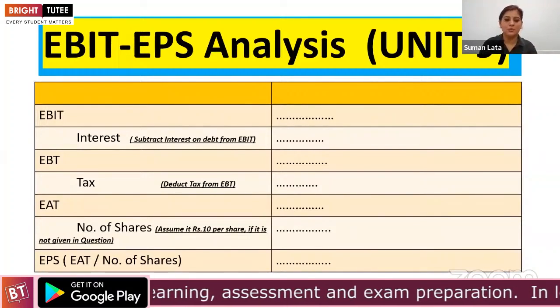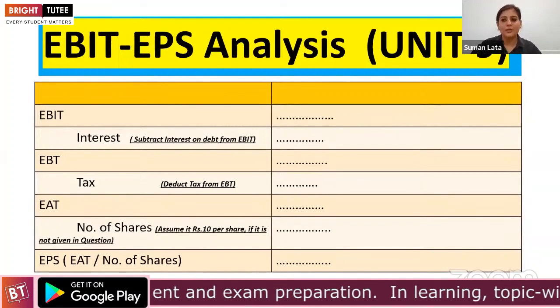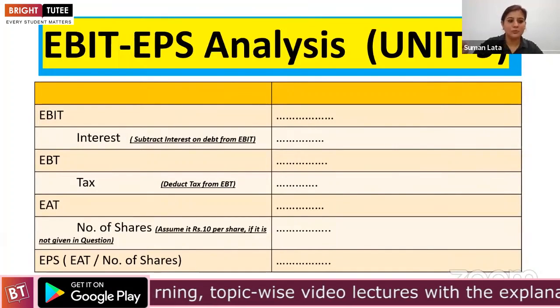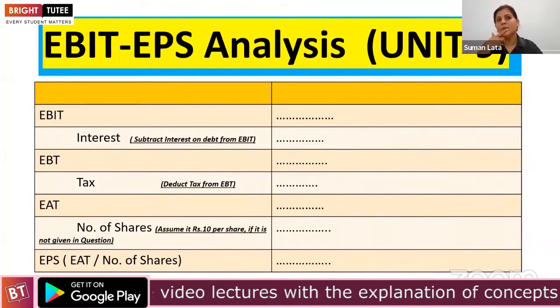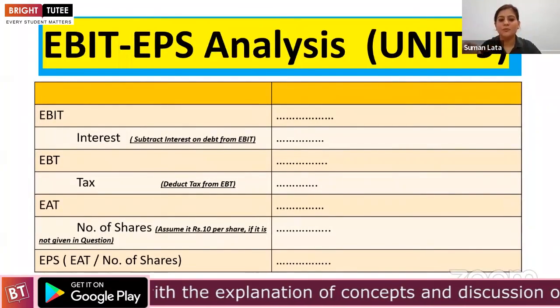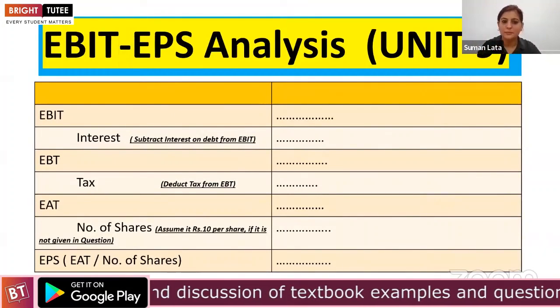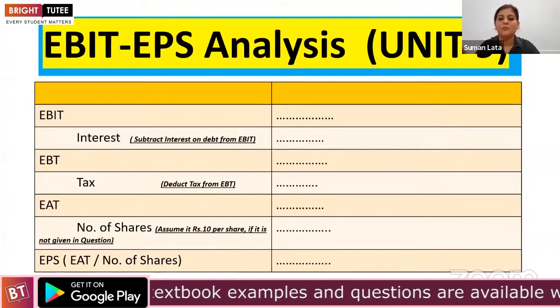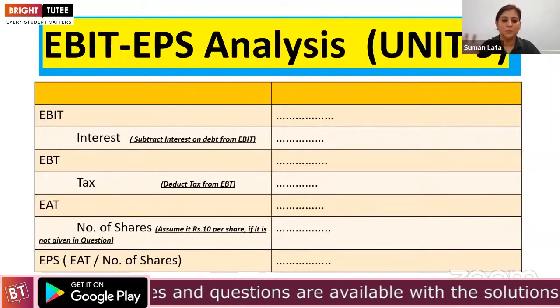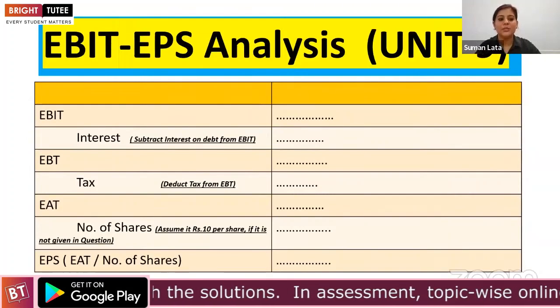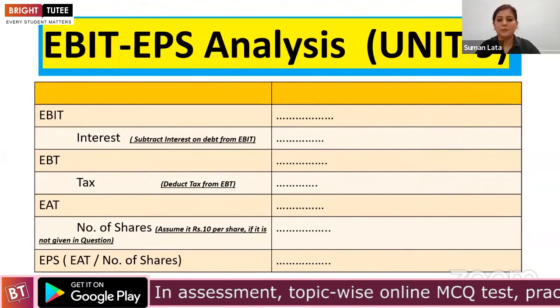If it is given, it's okay. Otherwise, we will find it out with total amount by dividing it by 10. If price of share is given like 12, 15, 18, whatever is given, we'll divide it by the price of share. But if it is not given, what we'll do? We will assume it as rupees 10. Clear? So how we calculate EPS? Earning per share, earning after tax divided by number of share.